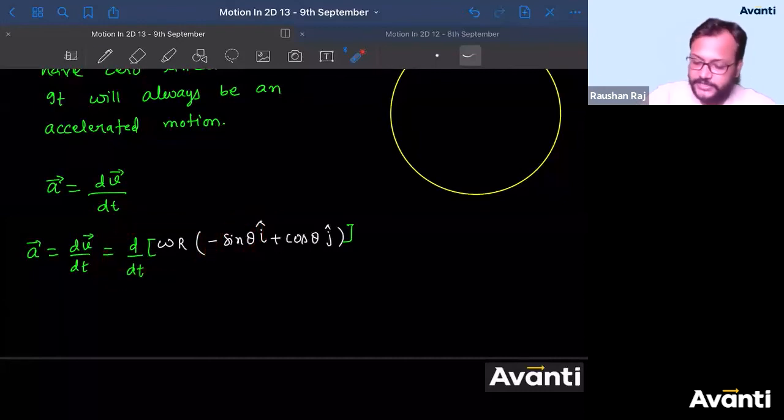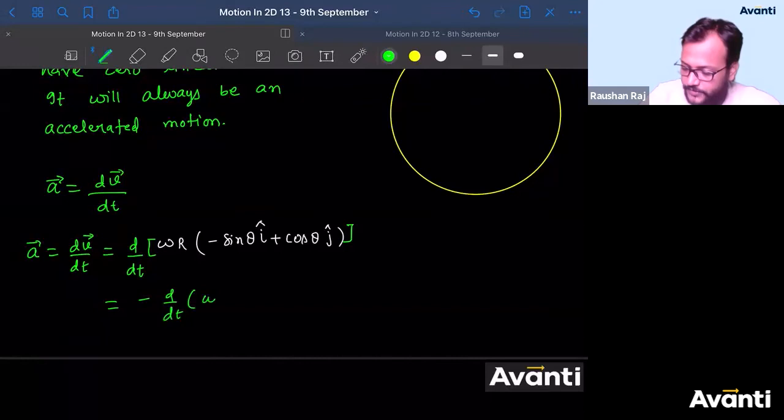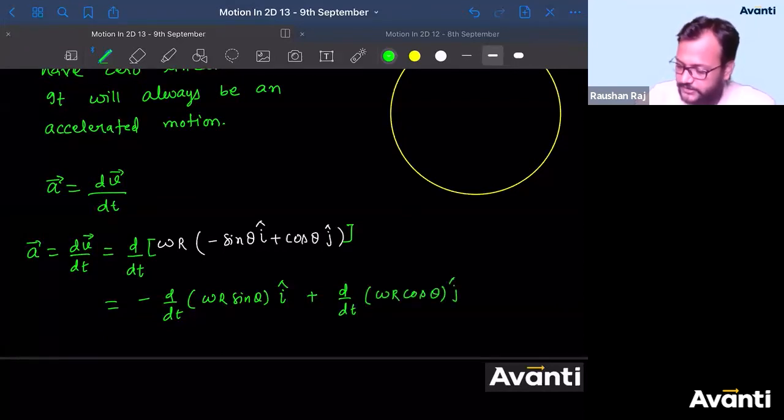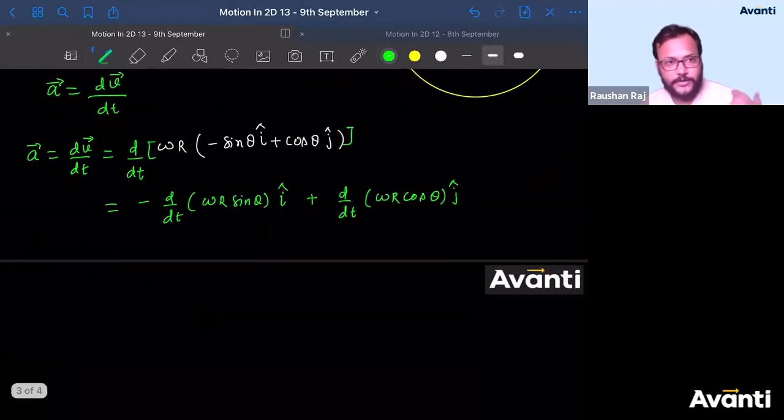Let us differentiate it and let us make it simple, guys. So I'm going to differentiate minus d by dt of omega r sine theta I cap like this. Then I will differentiate plus d by dt of omega r cos theta j cap. I can take r out, r is constant.